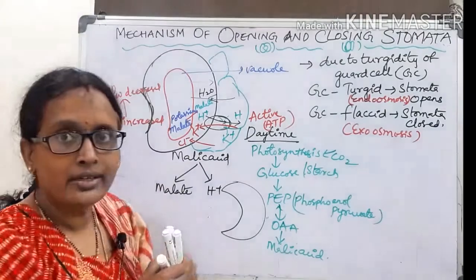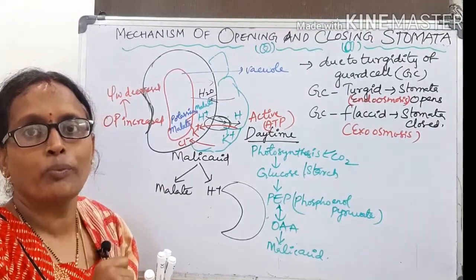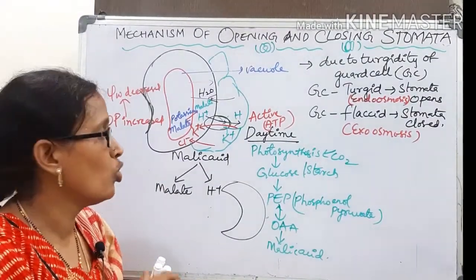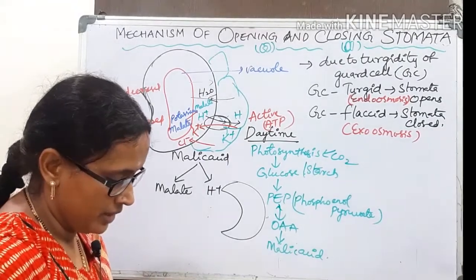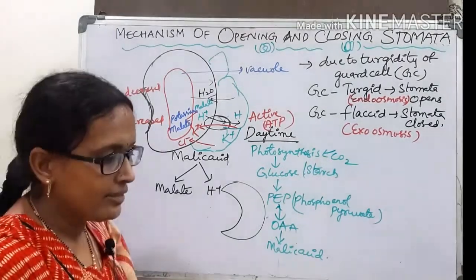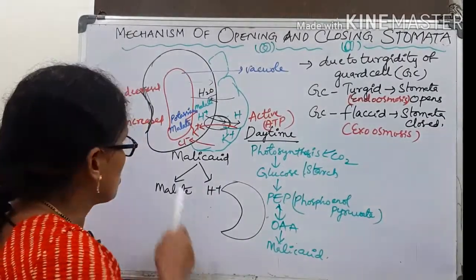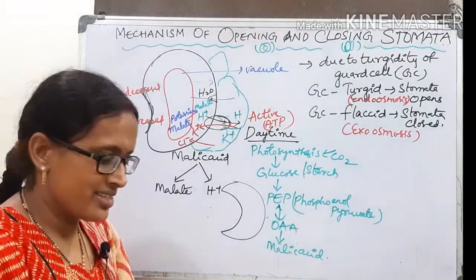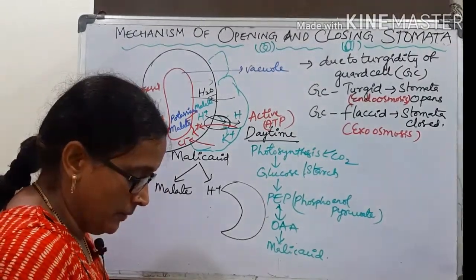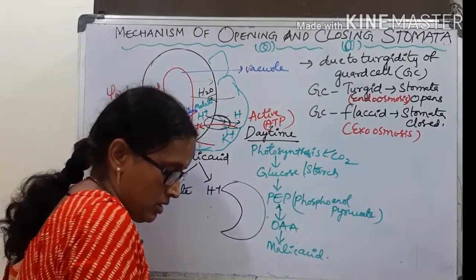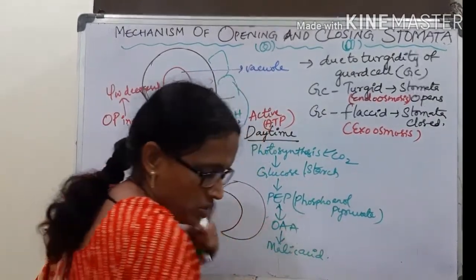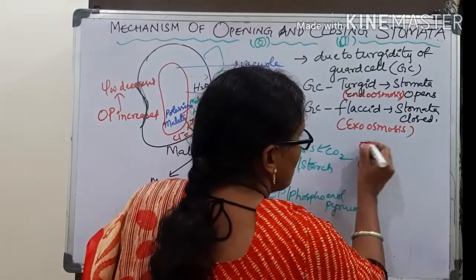So ultimately the pore is going to be opened. Pore is opened. So what is happening in this case? To make the stomata, make the guard cells turgid. So here, ionic concentration. So first, what is happening in the guard cells?